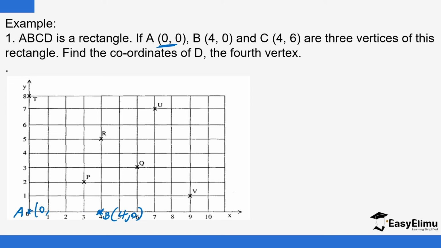This other one was (0, 0). Then you move to point C, which is now (4, 6). So you move 1, 2, 3, 4. Then along the vertical axis, 6 to the positive side. So 1, 2, 3, 4, 5, 6. So which point is that? C, (4, 6).